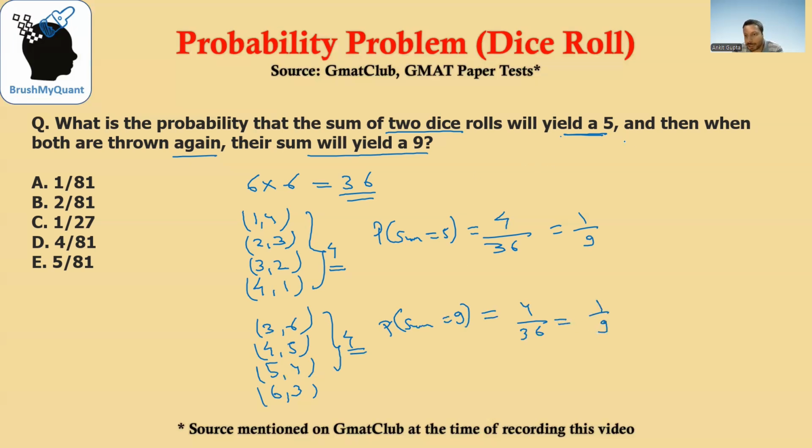Now, what is the probability that both of these events are happening one after the other? So that probability will be given by probability that sum is equal to 5 multiplied by probability that sum is equal to 9, and will be equal to 1 by 9 multiplied by 1 by 9, which is equal to 1 divided by 81. So answer will be option number A.